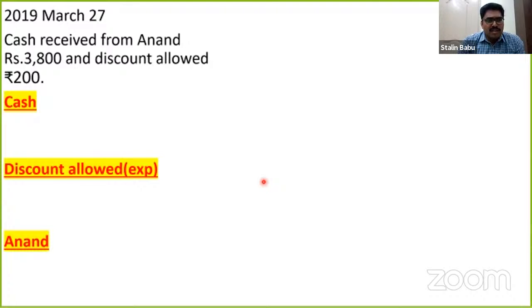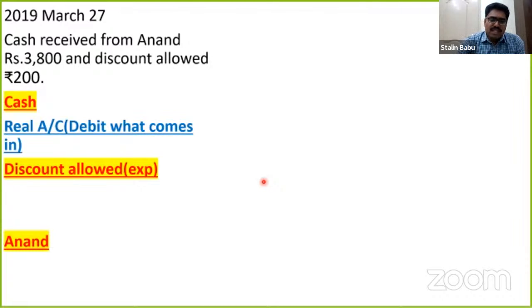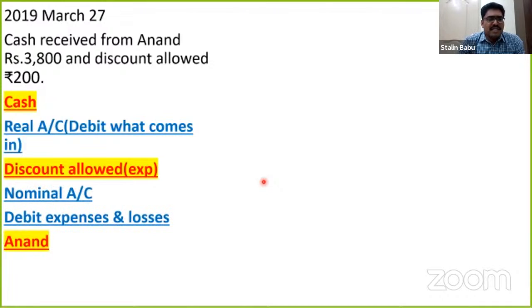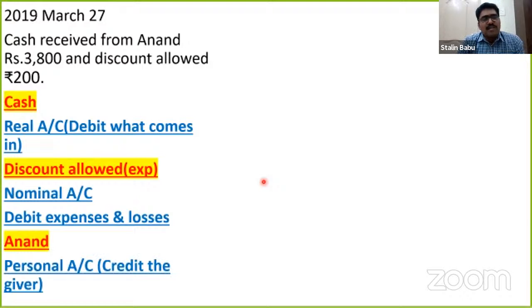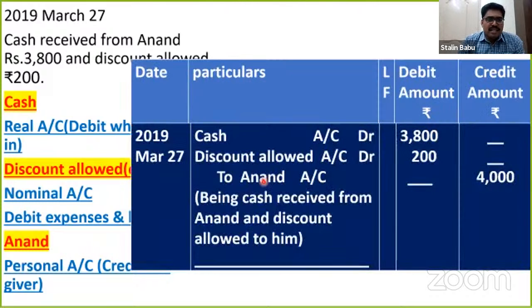Cash is coming into the business, so cash account should be debited. Discount allowed is an expenditure to the business, so according to the nominal account, it is debited. Anand is a personal account. According to the personal account, credit the giver. So here three accounts are involved: cash account, discount allowed account, and Anand account. So the entry is cash account debit, discount allowed account debit to Anand account. How much cash we received? 3,800. How much discount we allowed?